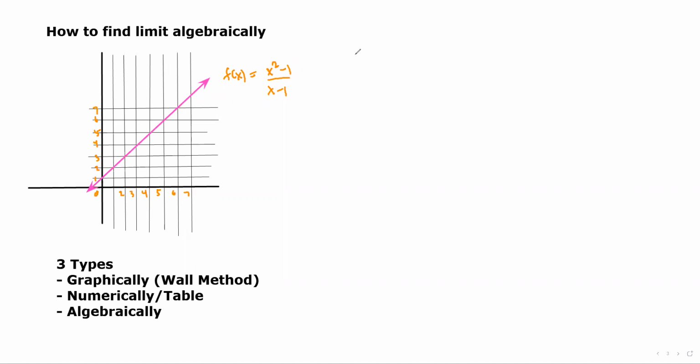So let's say we have the limit as x approaches 1 of this function here. We have this pink graph here, and it is represented by this function, which is x squared minus 1 over x minus 1.